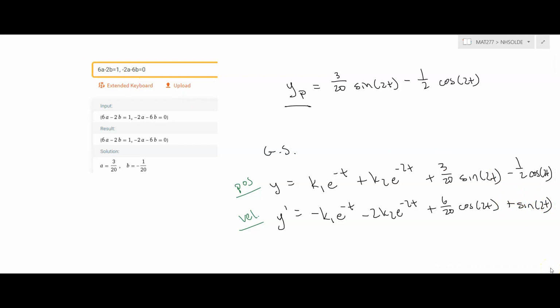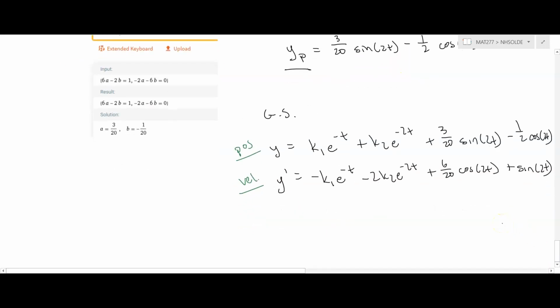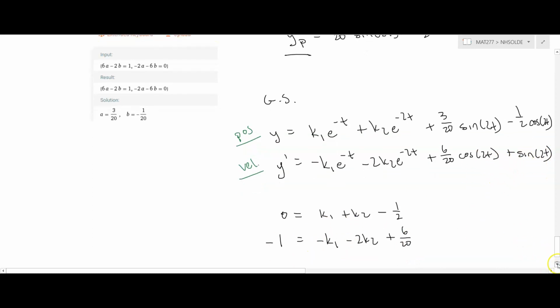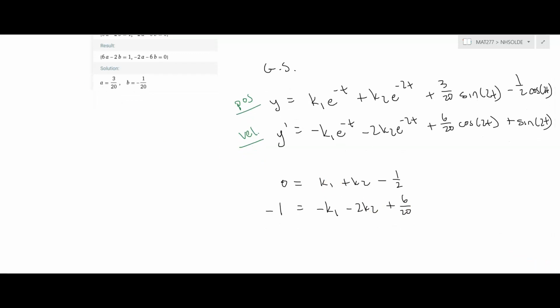Okay, and now we're ready to plug in our initial conditions. As we do that, we just need to be careful here, lots of terms. So 0 equals, 0 is our initial position. This will be k1 plus k2. Sine of 0 is 0. Cosine of 0 is 1, so I'll just have -1/2 times 1. And then my initial velocity, that initial velocity wants to compress the spring, minus k1 minus 2k2. Cosine of 0 is 1, so plus 6/20 times 1. Sine of 0 is 0. So here's the last system I need to solve in order to get my solution.